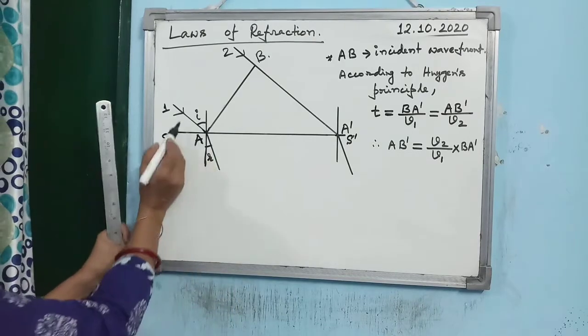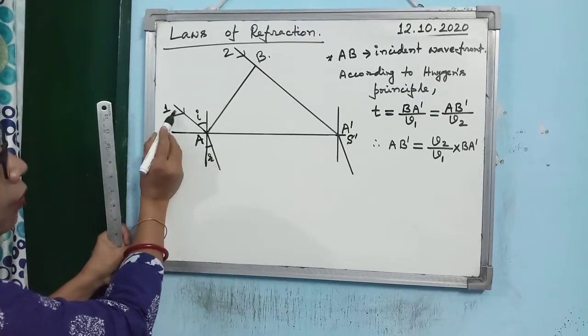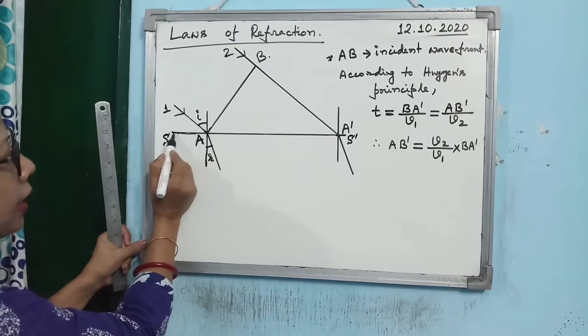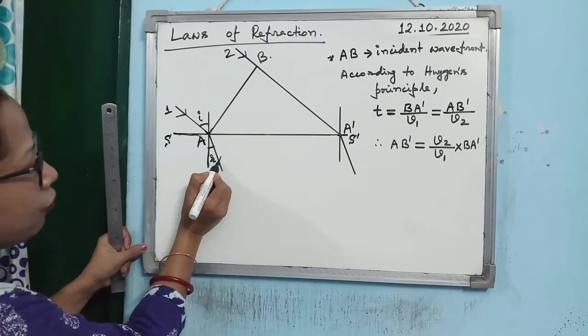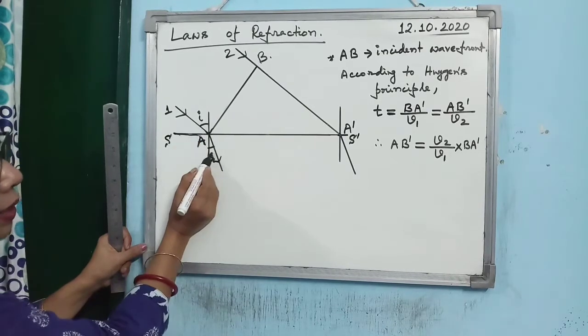Now you see the wave, this one, ray 1, it is falling on the refracting surface at the point A. So what you will do, you will draw the refracted ray. This is I, then this will be R.